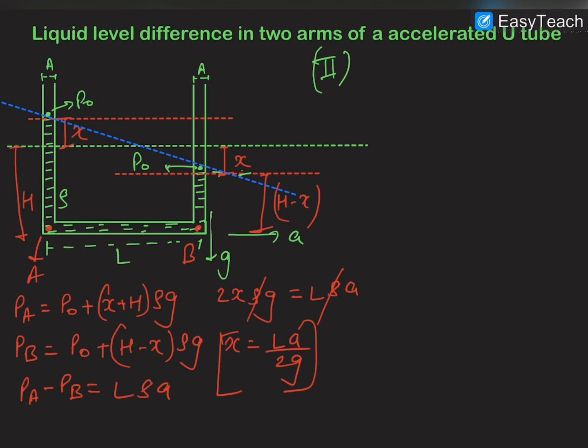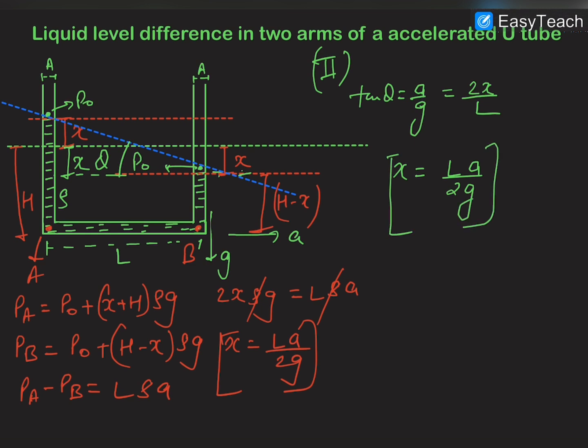So this is the equipressure line, and obviously this angle is theta, and we know that tan theta is equal to a by g. This is also 2x by L. So you can say that tan theta is 2x upon L, and x will be equal to La by 2g. This is the value of x. So this is the simplest method. You can see that the answer came in just 2 lines.